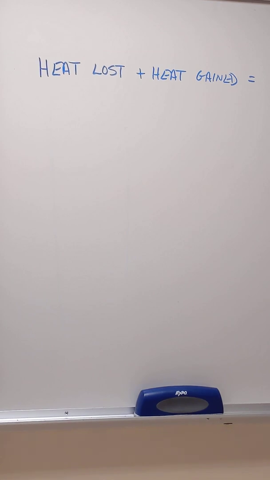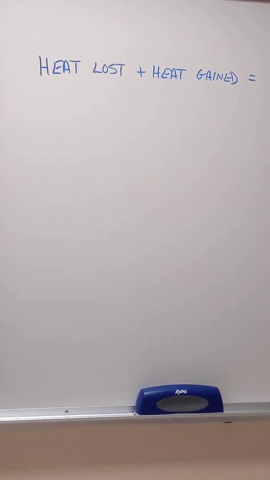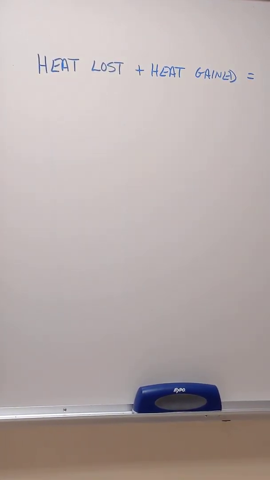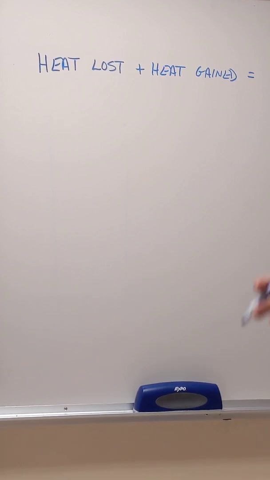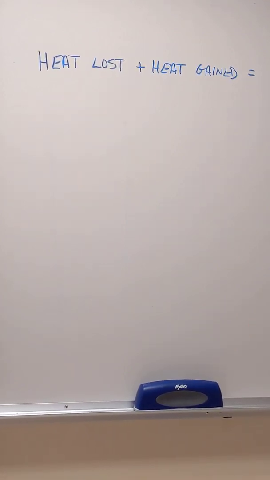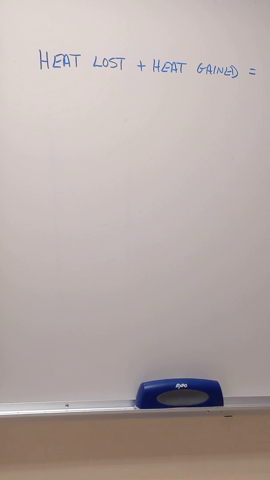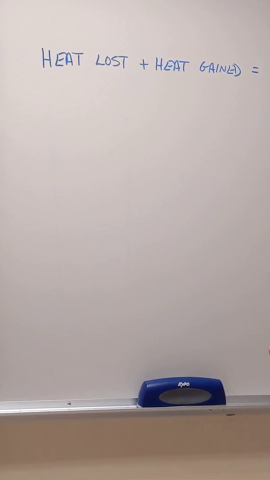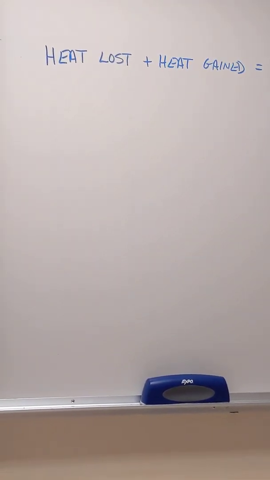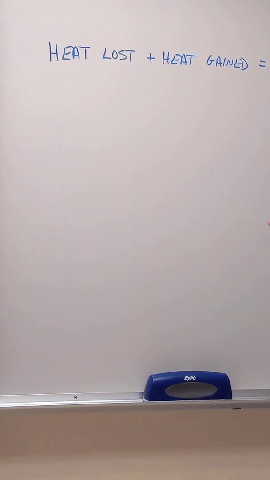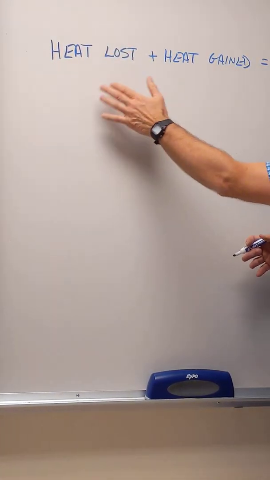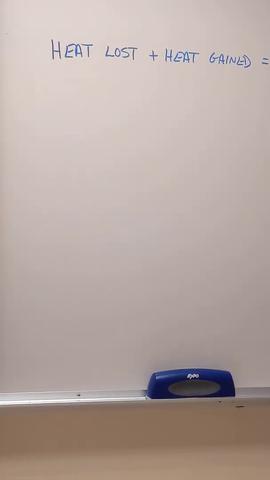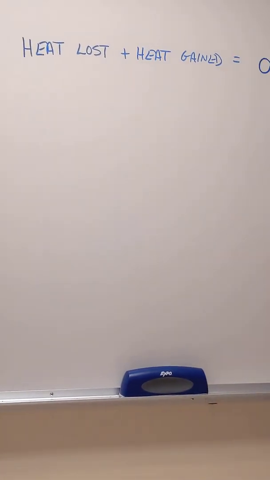If some things are losing heat and some things are gaining heat, the sum of those values must equal zero, because we have an isolated system. Energy can't disappear or appear in our system. The sum of these exchanges has to equal zero. So this is how I would recommend you set up your problems.